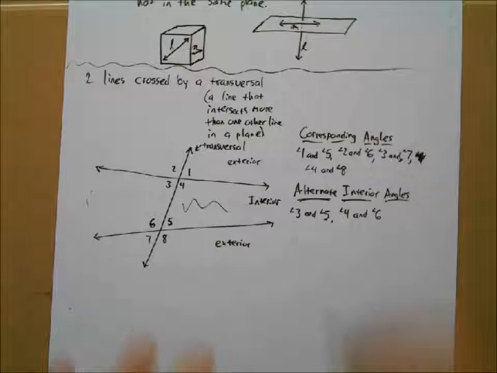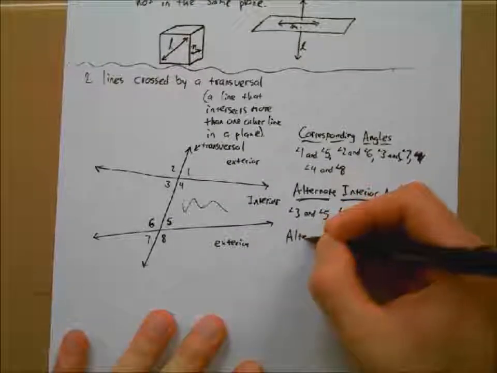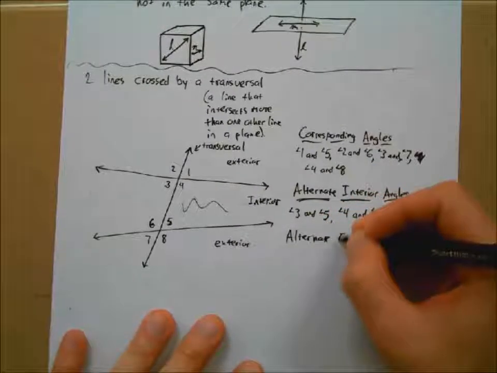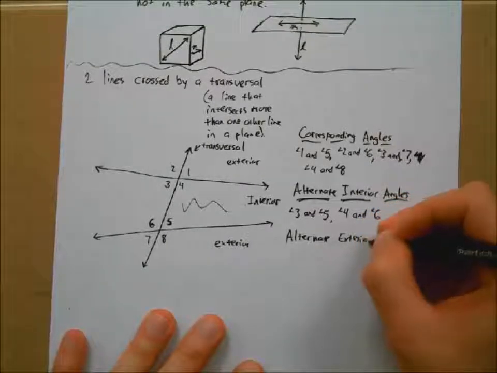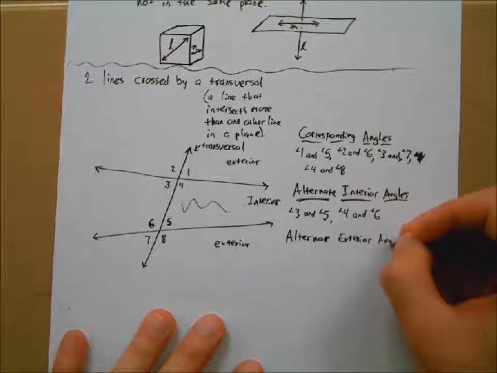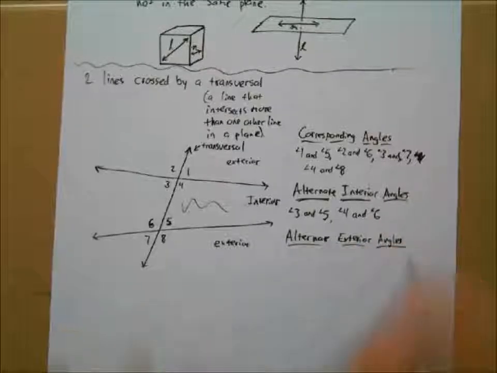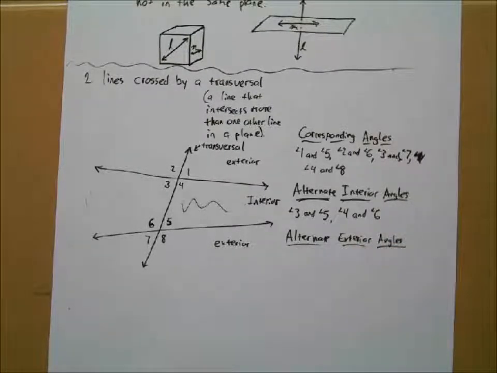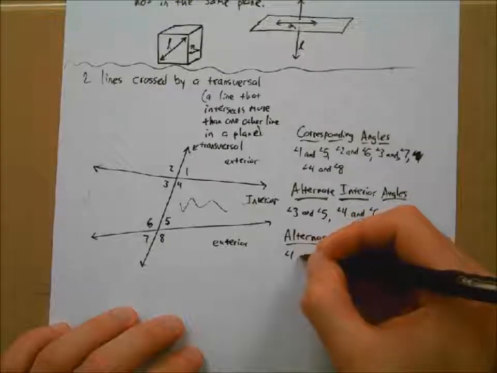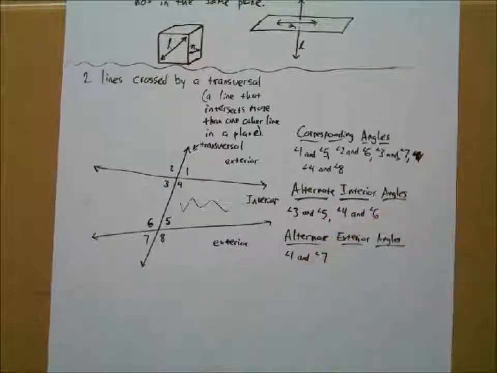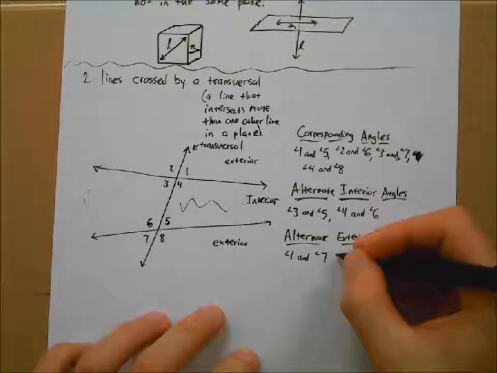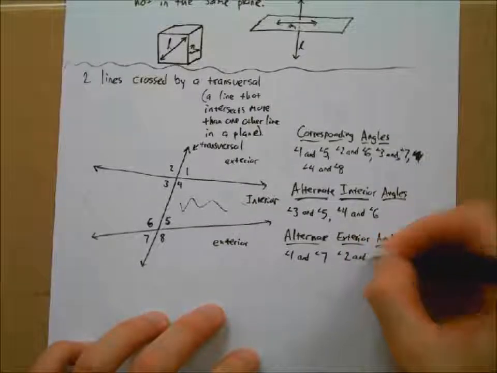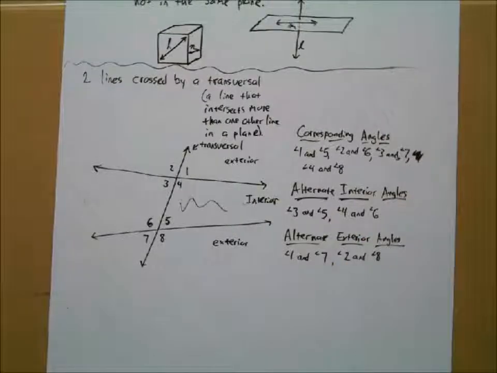Okay? Well, guess what? We have alternate interior. We're also going to have alternate exterior. Okay. We have different volunteers here that want to give us a pair of alternate exterior angles. Go ahead, Dan. 1 and 7. Is that it? Aubrey? 2 and 8. You got it. Angle 2 and angle 8.